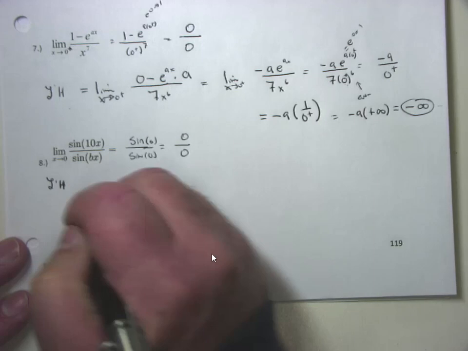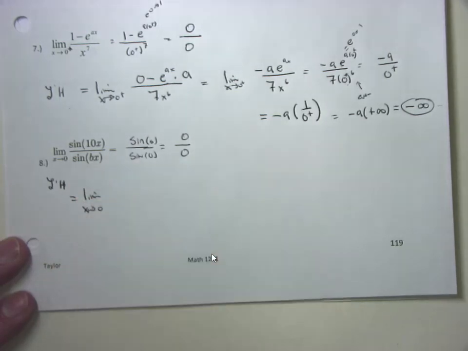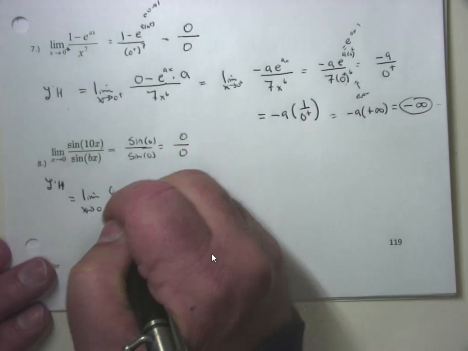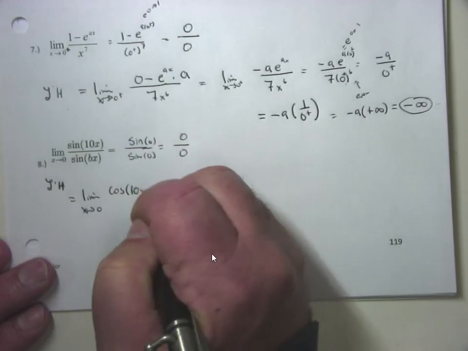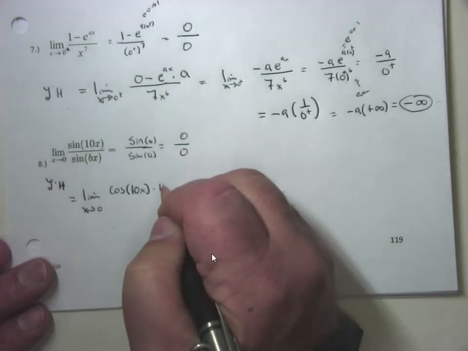L'Hopital's rule. So this will be equal to the limit as x approaches 0 of the derivative. What is the derivative of the sine of 10x? And what rule would I have to use? Chain rule. Derivative of the outside, inside stays the same, times derivative of the inside. What's the derivative of sine? Cosine. The inside stays the same, 10x, times the derivative of the inside. What's the derivative of 10x? 10.